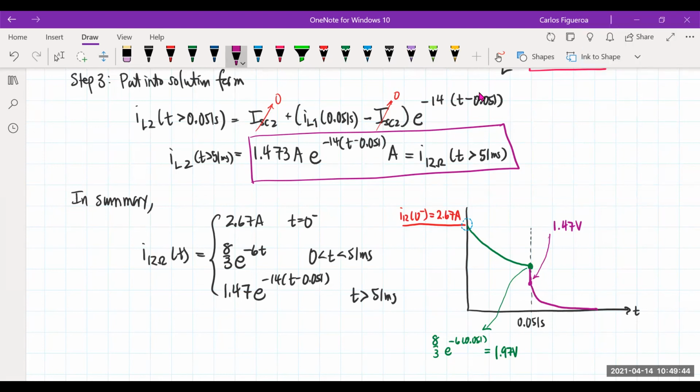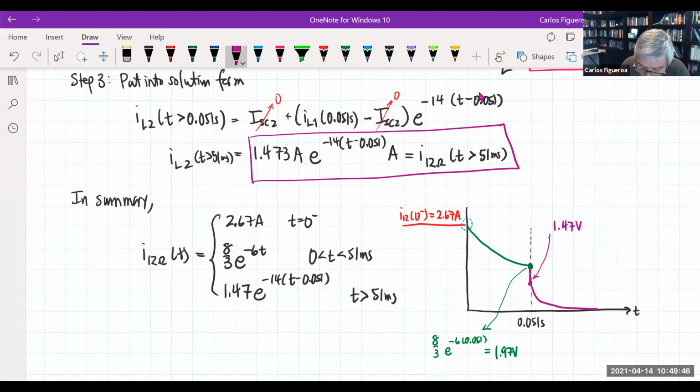Carlos, you mean amps, correct? Say that again? You mean amperes, not voltage. Yes, I mean amps. Thank you. I definitely mean amps.